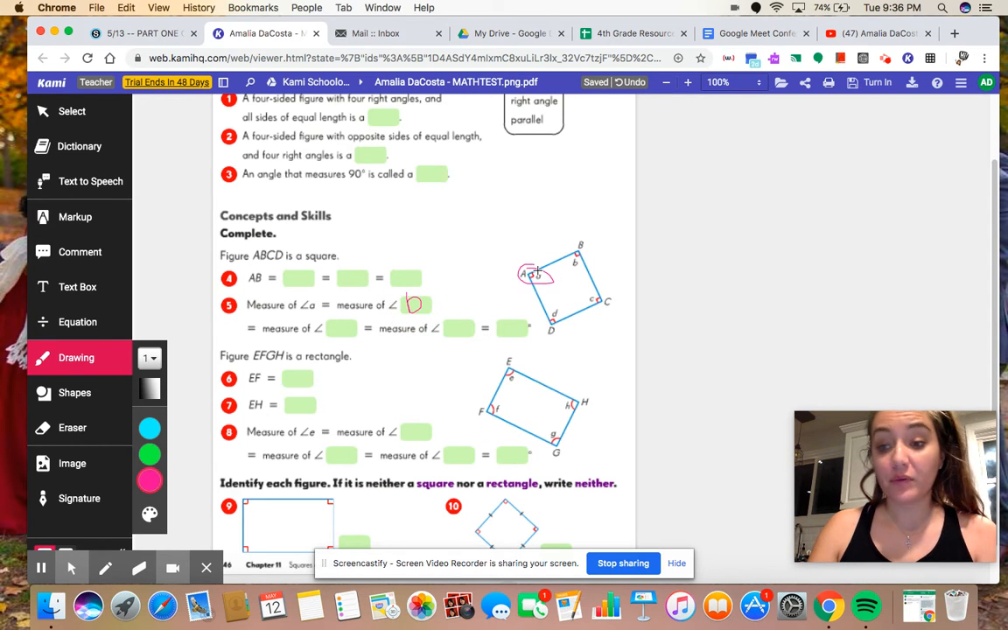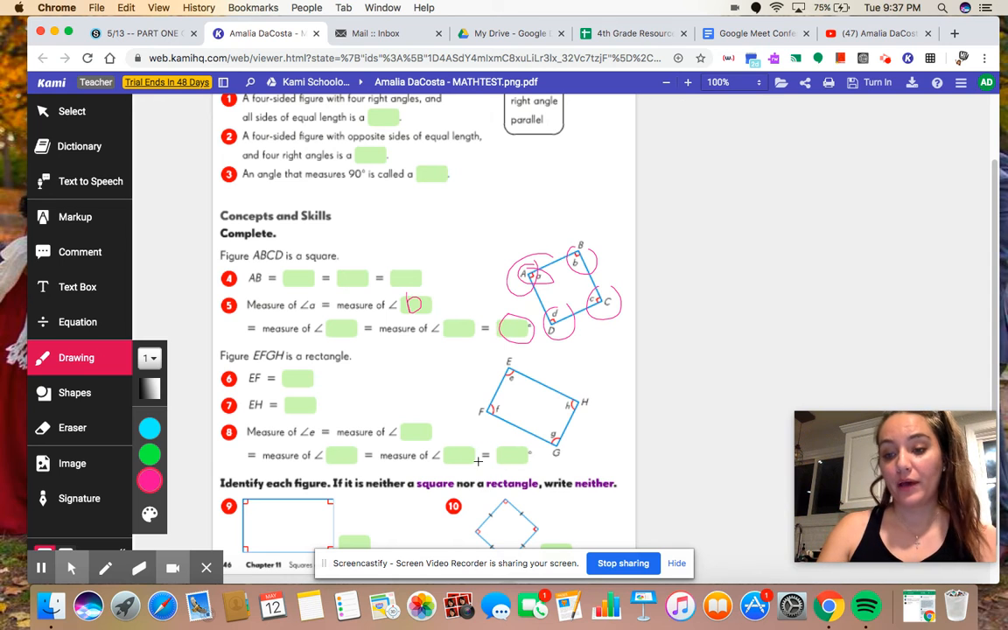The measure of angle B, because it's a square, so all the angles are the same and they all measure 90 degrees, okay? So measure of angle A equals measure of angle B, which equals the measure of angle, the next one that's the same, and then the last one, the measure of angle, and they all equal what, okay? Every single angle equals what in a square, and that's what you would put there, okay?